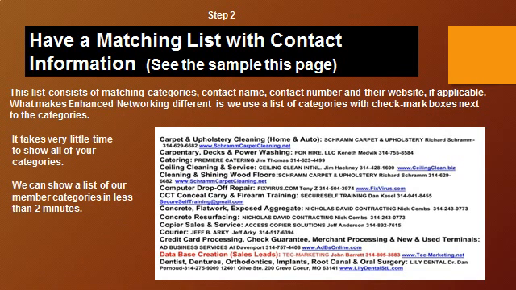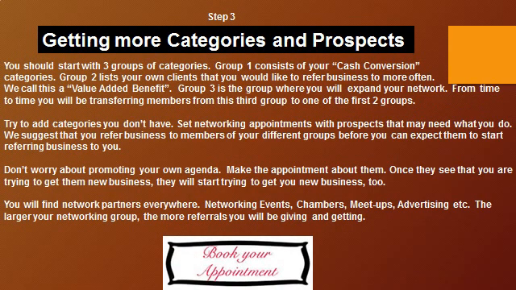Step 2. Have a matching list with contact information. See the sample this page. This list consists of matching categories, contact name, contact number, and their website if applicable. What makes enhanced networking different is we use a list of categories with checkmark boxes next to the categories. It takes very little time to show all of your categories. We can show you a list of our member categories in less than 2 minutes.